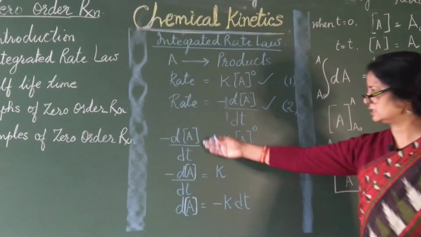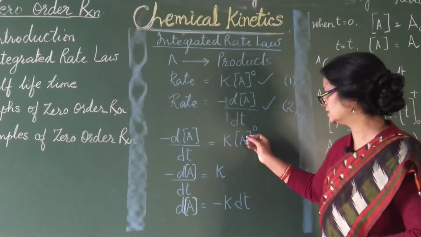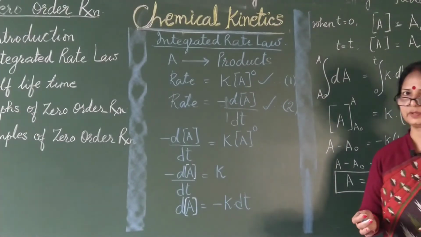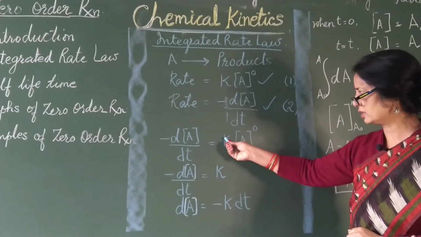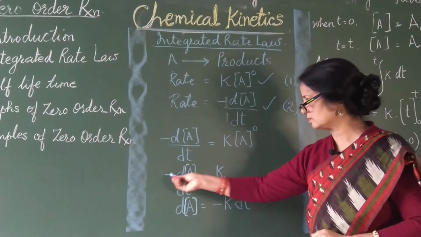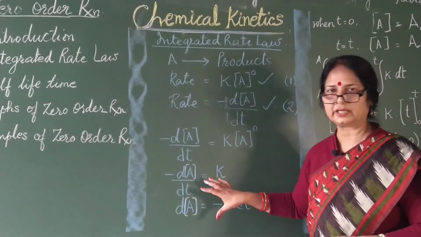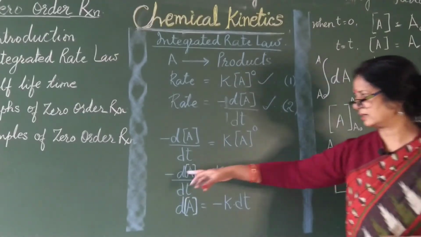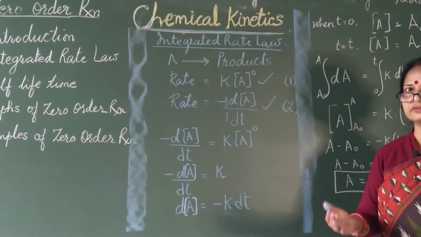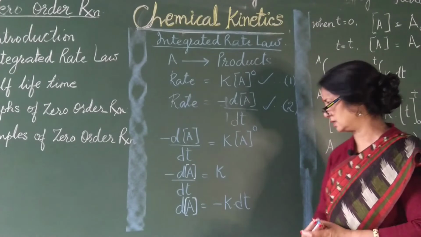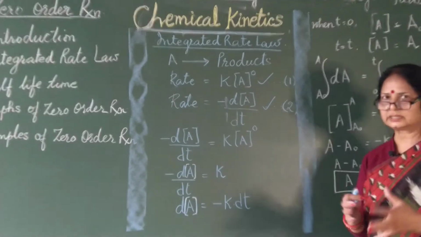What we get is minus dA upon dt is equal to k times A raised to the power 0. Since anything raised to the power 0 is equal to 1, what remains is only k. So minus dA upon dt is equal to k. A slight rearrangement: we shift dt and the negative sign to the other side, just for the sake of simplicity, because when we are going to solve something, we have to rearrange it. So dA will be equal to minus k dt. Now let us integrate this equation.